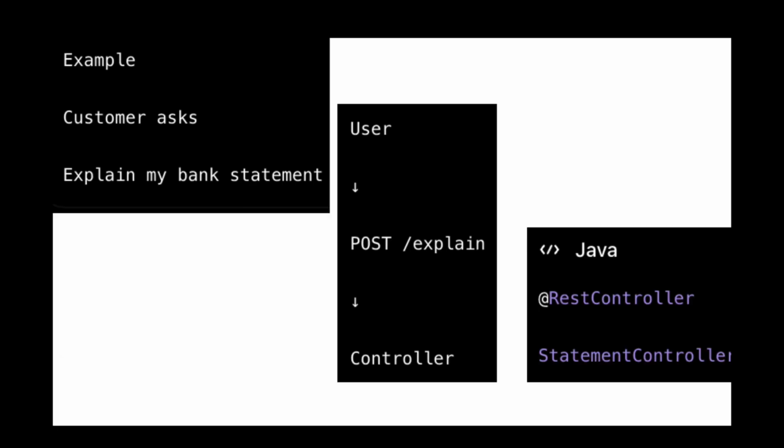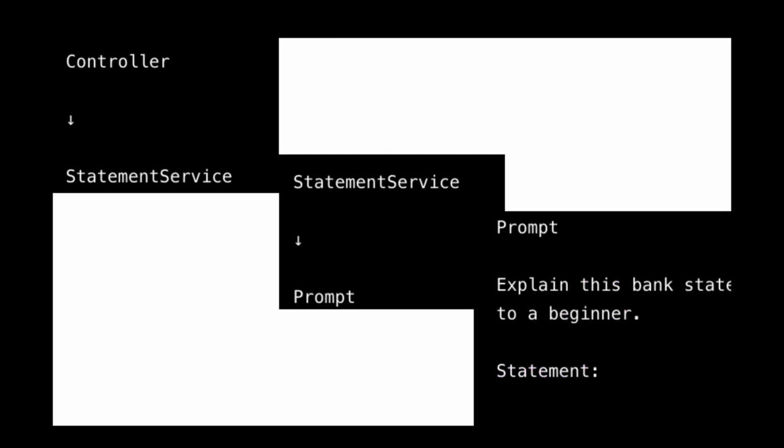Let's understand with one example. Suppose you are working for a bank. The customer uploads a bank statement, then asks, "Can you explain this in simple English?" How would this work? The user clicks submit. The browser sends an HTTP request. Exactly like any Spring Boot application, the controller receives the request. Notice something important. The controller knows nothing about AI. Its only job is receiving the request. The controller forwards the request to the service, exactly as we already do in our Spring Boot application.